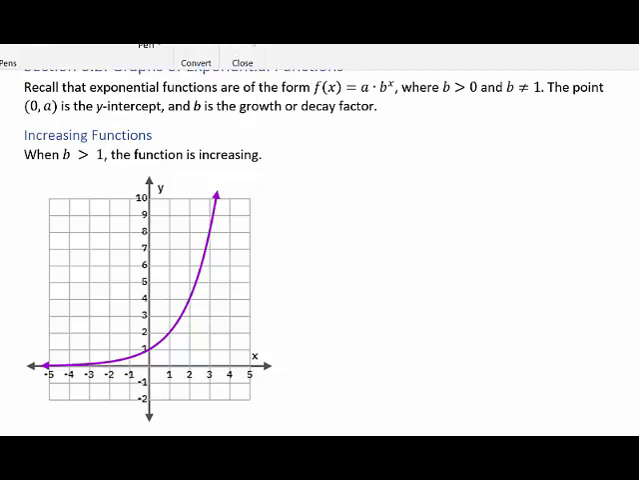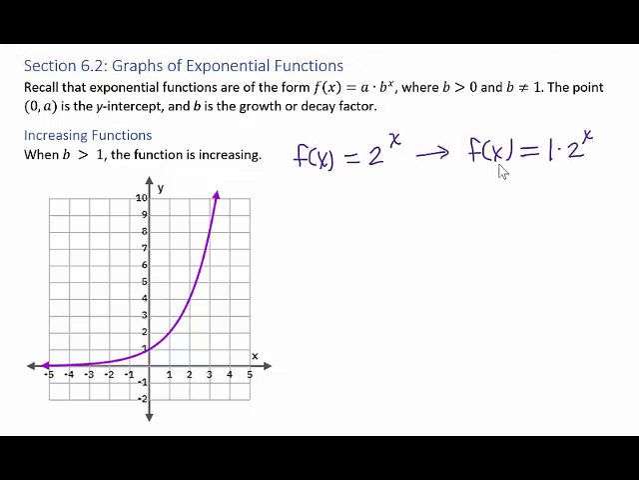For example, f(x) = 2 to the x can be rewritten as f(x) = 1 times 2 to the x, where a is 1 and b is 2. Since b is greater than 1, we see that the function is going to be increasing. But let's examine some points that are on this curve.